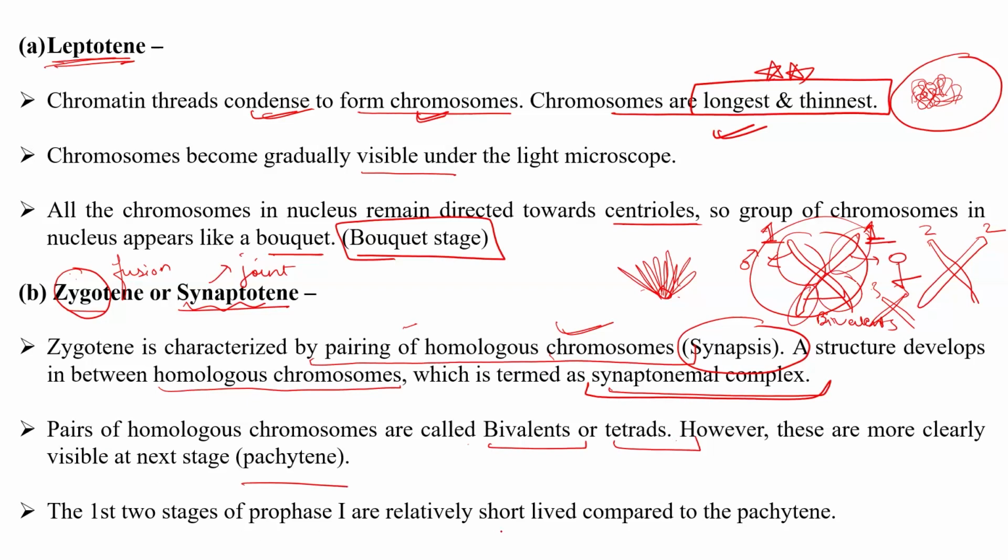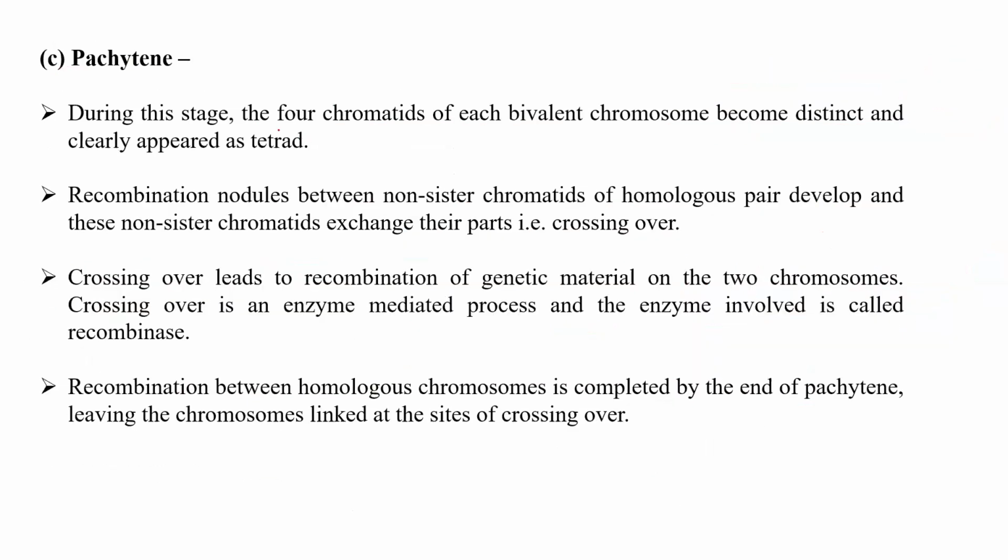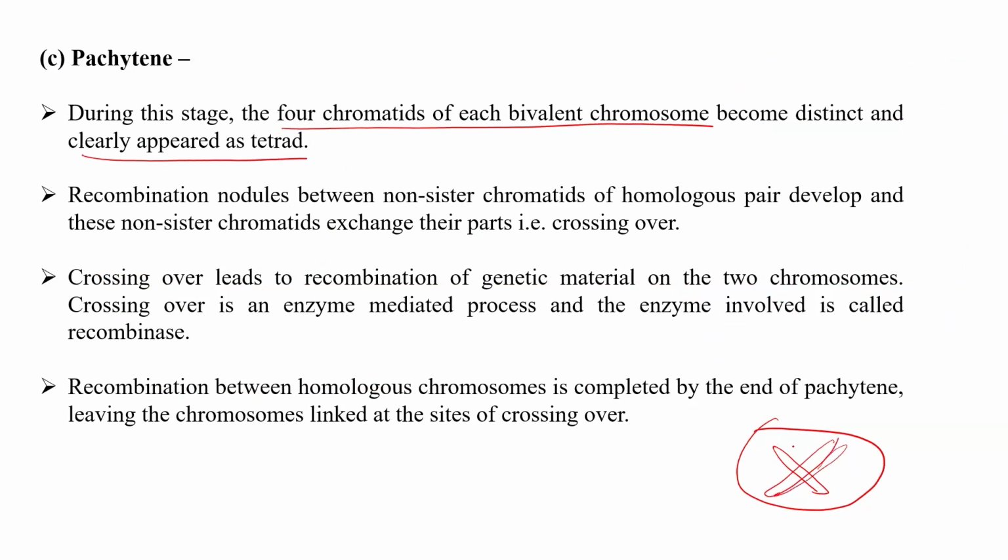The first two stages of prophase 1 are relatively short-lived compared to the pachytene. So pachytene is a longer stage, and during this stage, the four chromatids of each bivalent chromosome become distinct and clearly appear as a tetrad. So you can see here this is chromosome 1, this is also chromosome 1, but they each have one sister chromatid attached to it, forming a tetrad with 4 arms, and this tetrad is clearly visible in the pachytene stage.